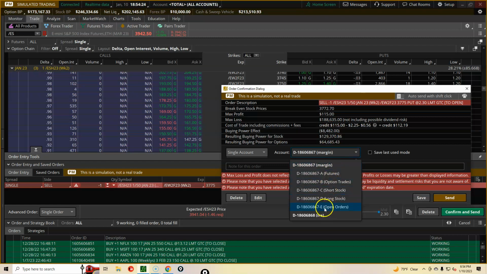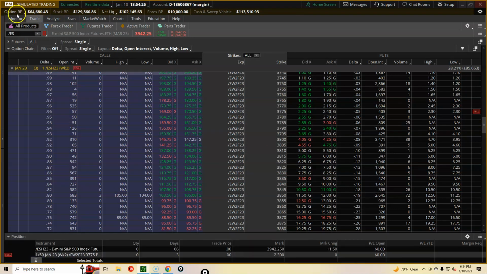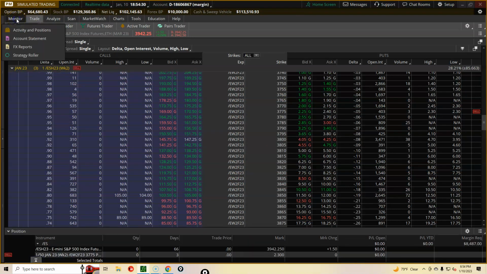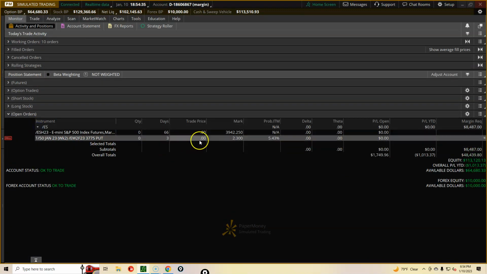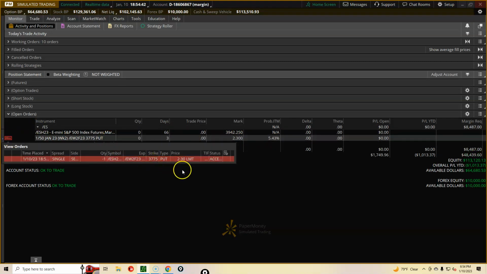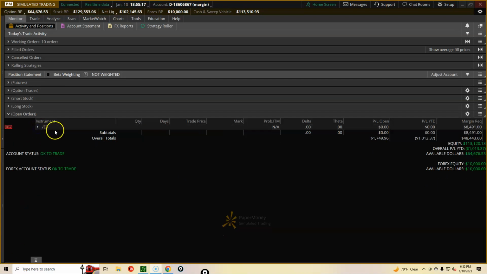Just switch this over to open orders for the moment. Send that, and it's not getting filled too quickly. We'll see what happens. I'm going to leave it in this open order until it gets filled or not. So we'll wait to see what happens there.